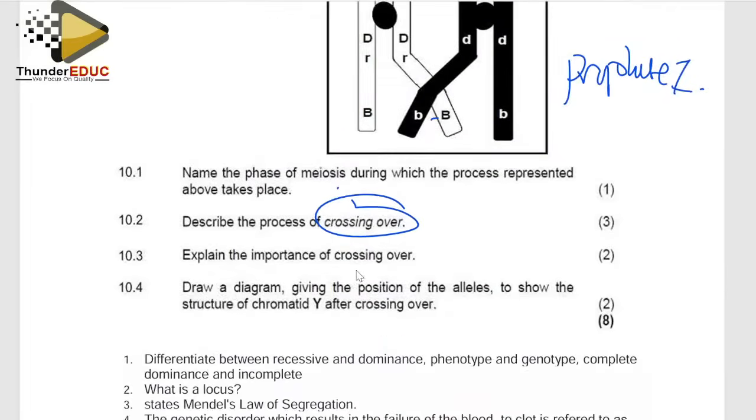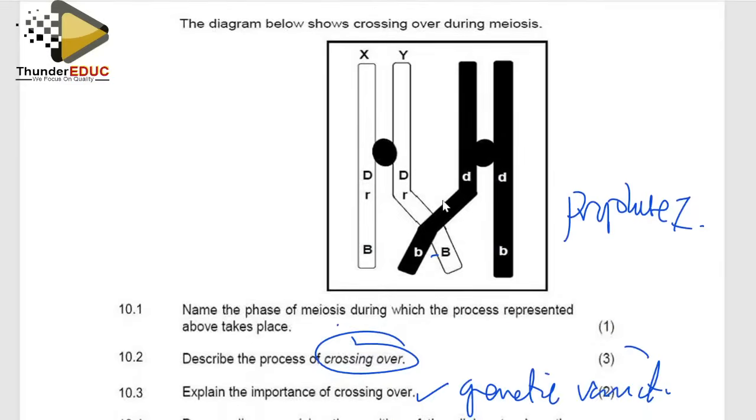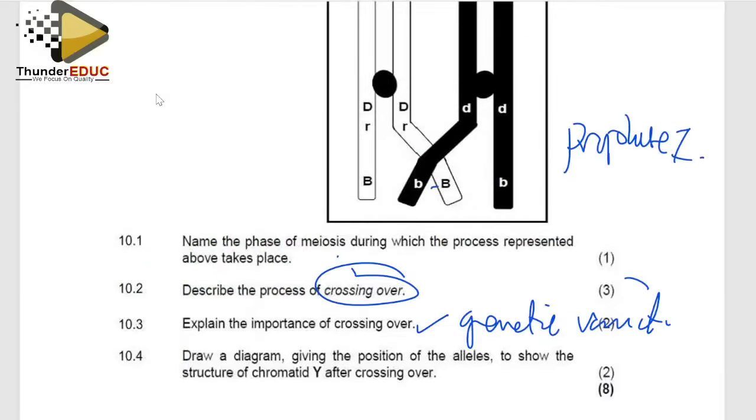Then they're saying explain the importance of crossing over. We say that the function of crossing over is to bring about genetic variation. It must have the word genetic; don't just say variation. Then: draw the diagram to show the position of alleles, showing this chromatid Y. Don't forget, whenever they ask you to draw, make sure that you know how to draw.